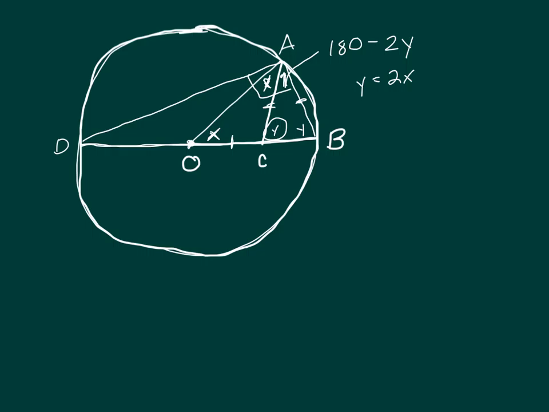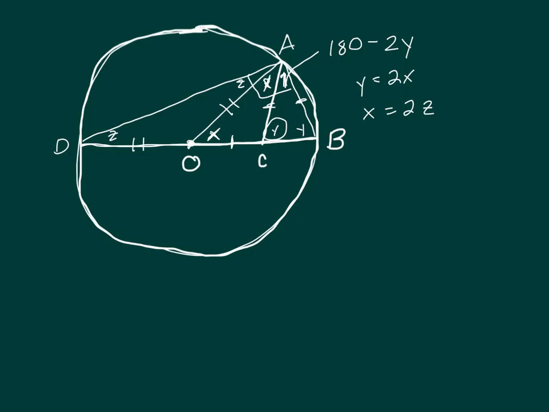Now, what else do I know? I know that this is a radius and this is a radius, so they both have to be equal. Let's call this angle Z, and since these two sides are equal, we know that this little angle up here at the top has got to be Z. So that gives me that x equals 2z. For the same reason y equals 2x.